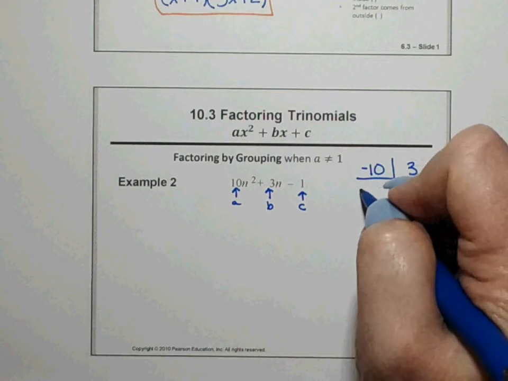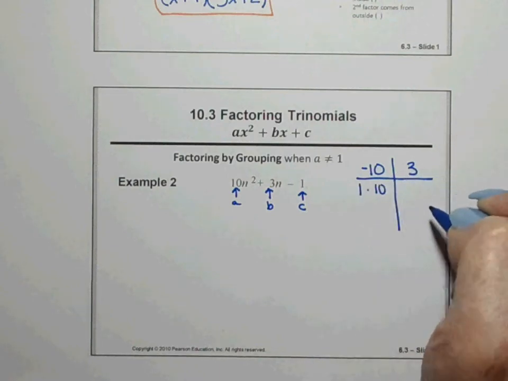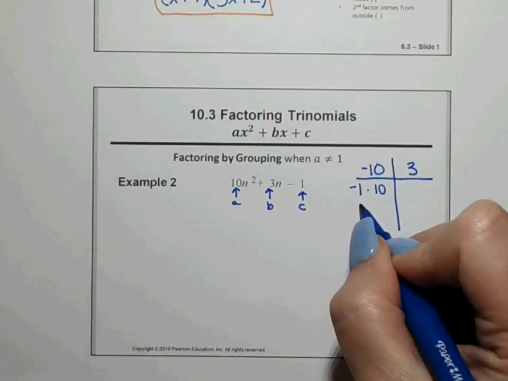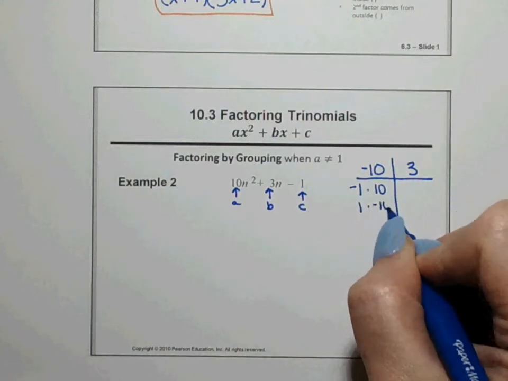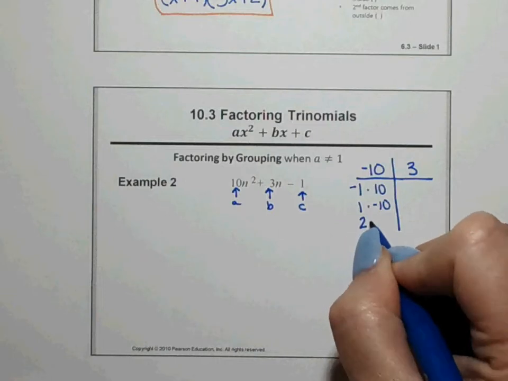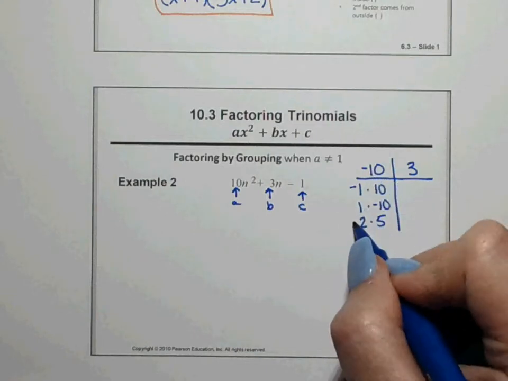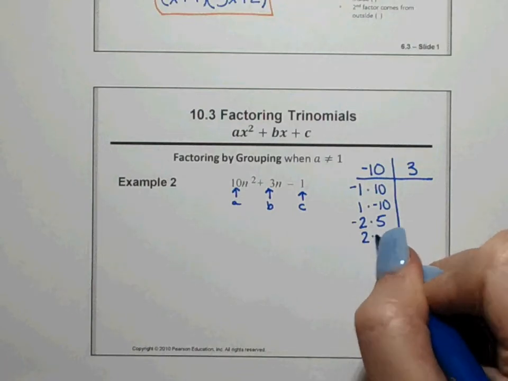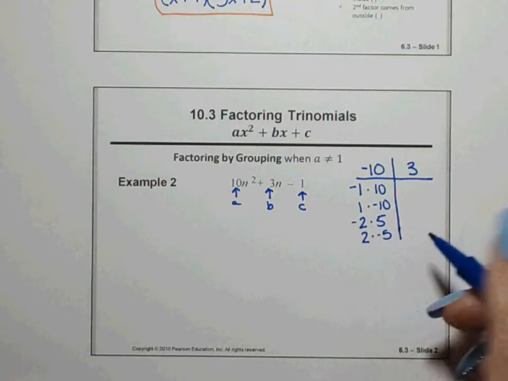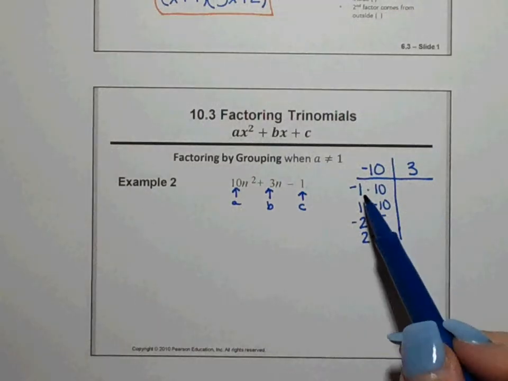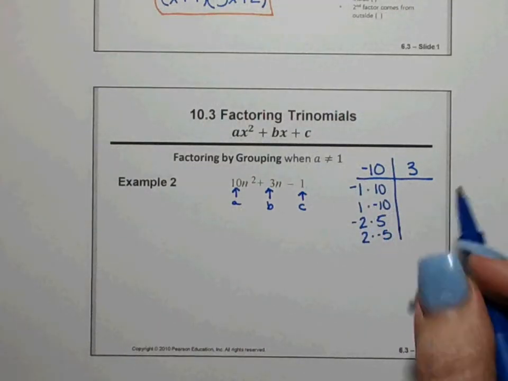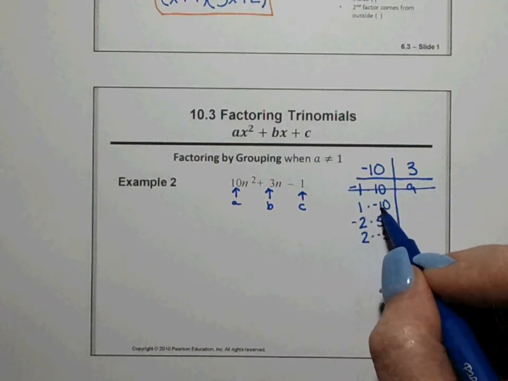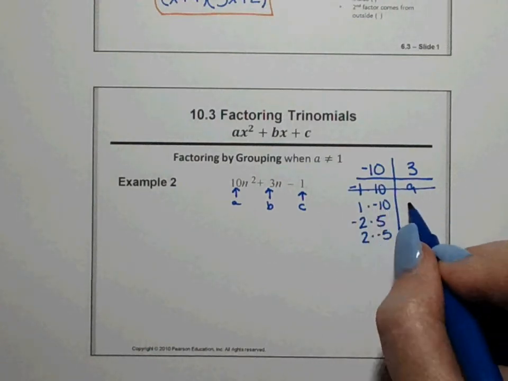So let's see. We've got 1 times 10, but it needs to be negative, so this could be negative 1 and 10, or positive 1 times negative 10. And then 2 times 5, but it needs to be negative, so let's do negative 2 times positive 5 and 2 times a negative 5. Alright, if I add these together, negative 1 plus 10 is going to give me a 9. That does not work. 1 plus negative 10 will give me a negative 9.